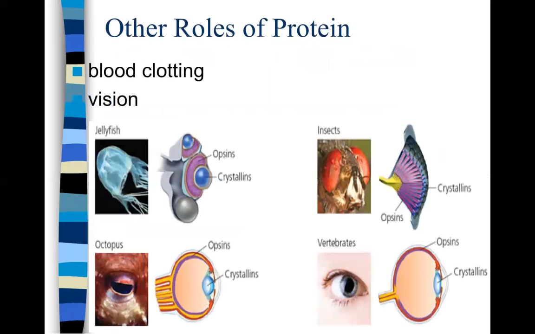Additional roles of proteins. Proteins form important structures in our eyes. They can form structures called opsins, and opsins allow us to respond to the presence of light. They're light-sensitive pigments, and those light-sensitive pigments send nerve impulses that allow us to see visual images.